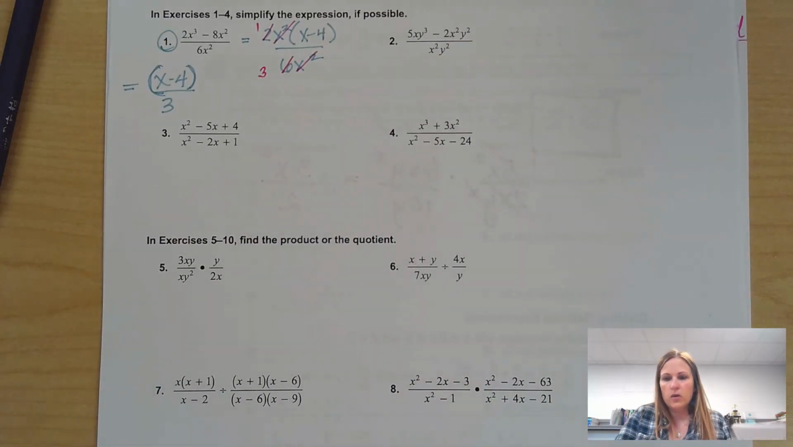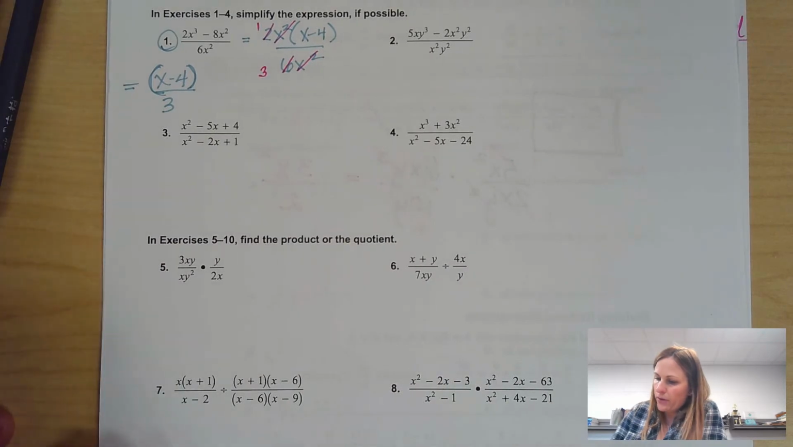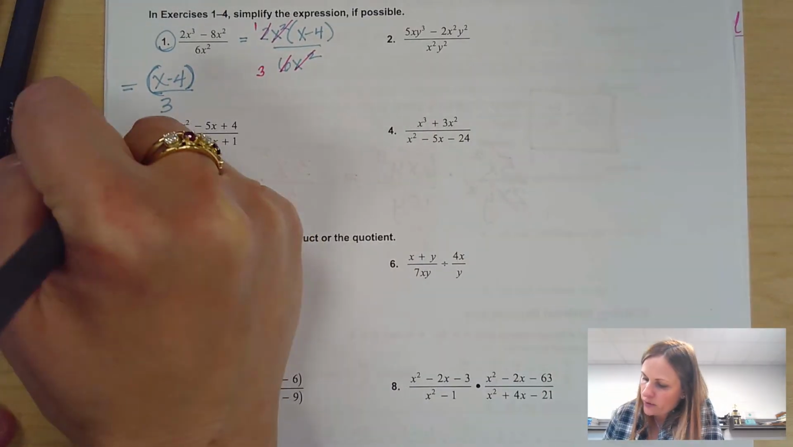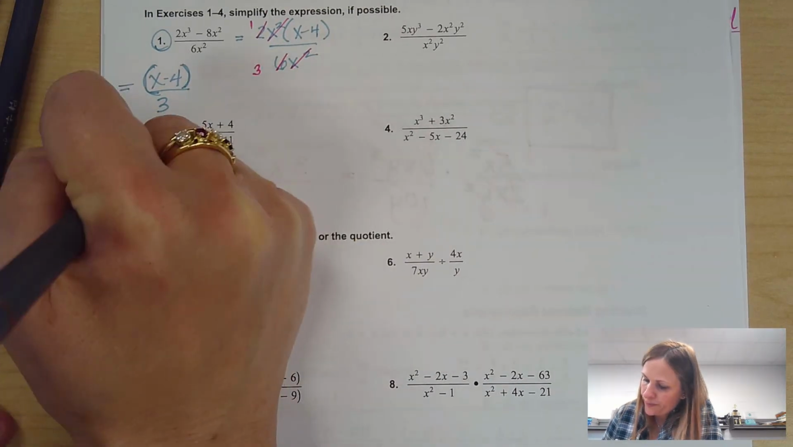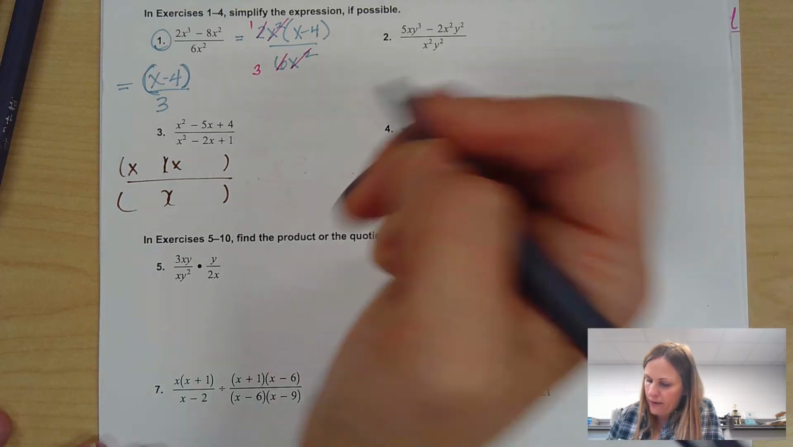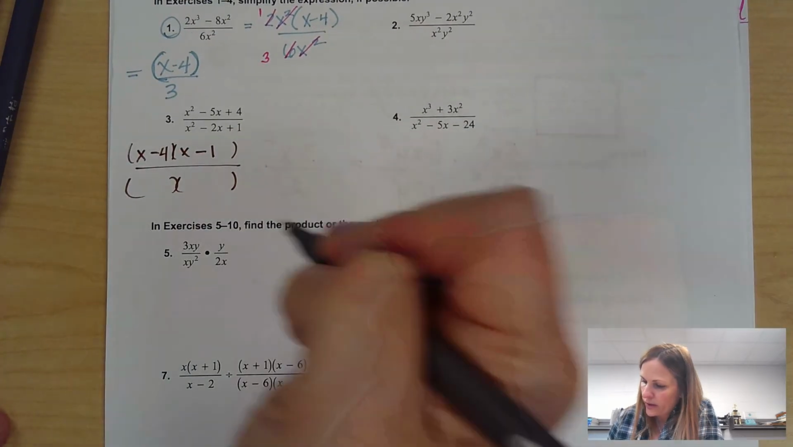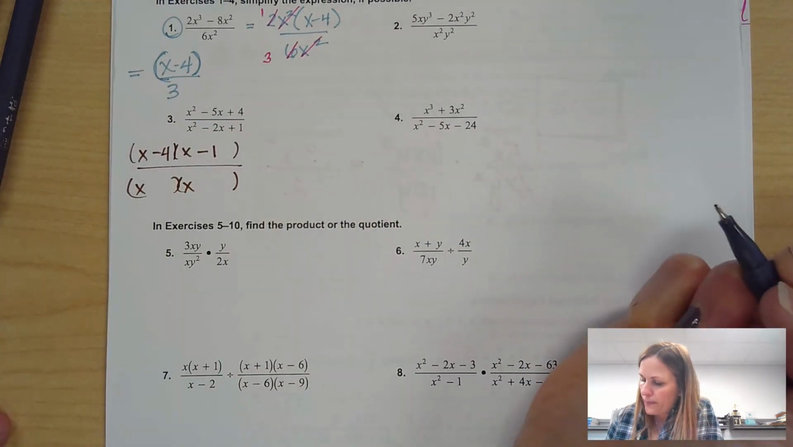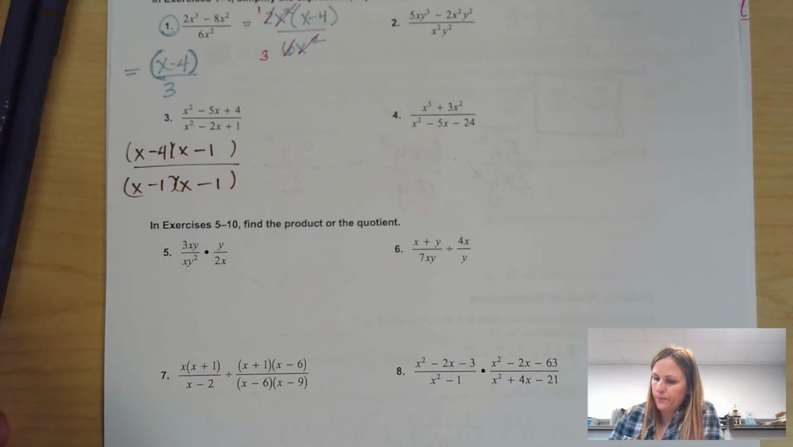All right, so let's chat about number 3. My first step in number 3 is to factor everything. These are both trinomials on the top and a trinomial on the bottom. Numbers that multiply to positive 4 but add to negative 5 would be negative 4 and negative 1. Again, obviously lots of factoring in this unit. Numbers that multiply to positive 1 but add to negative 2 would be negative 1 and negative 1.